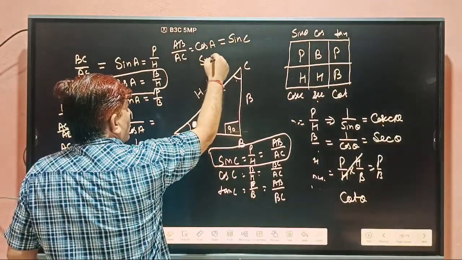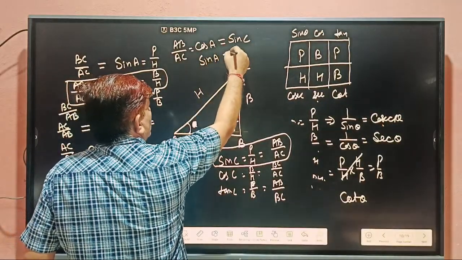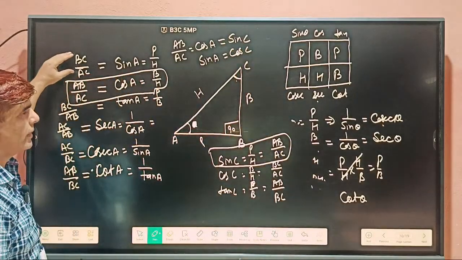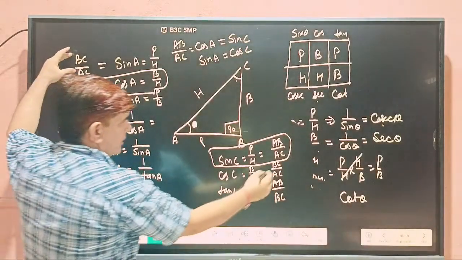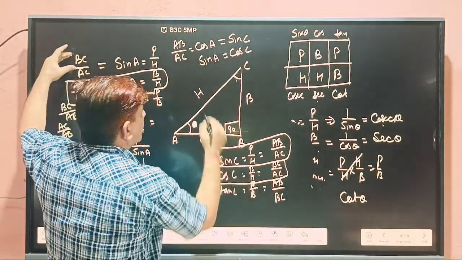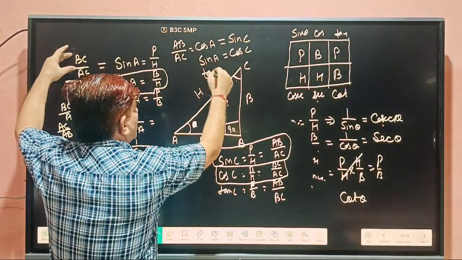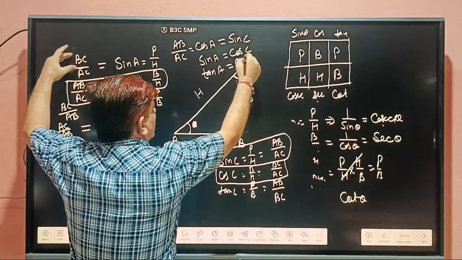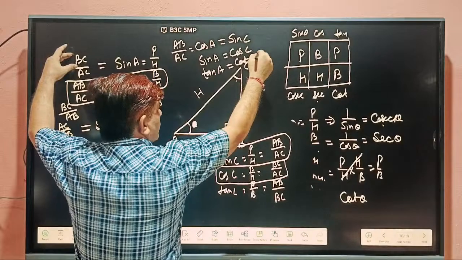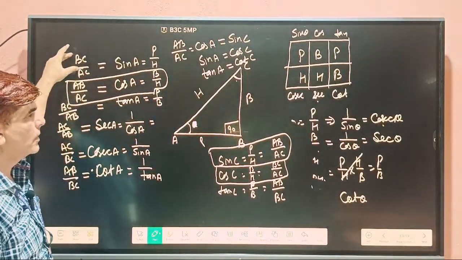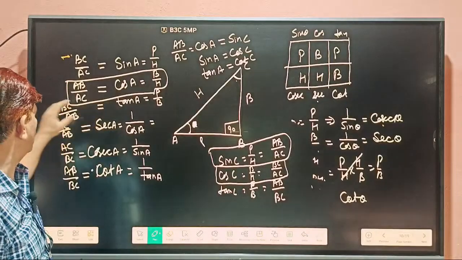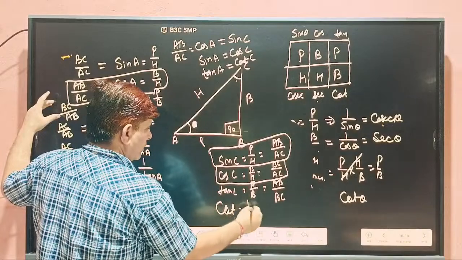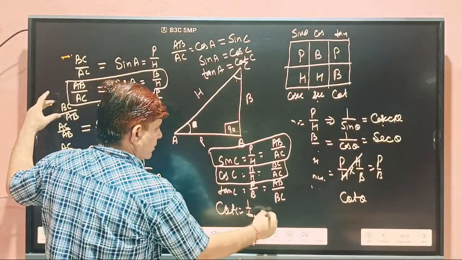Then sin of A equals cos of C. Directly I can say sin of A is what? BC by AC. And what is BC by AC here? And similarly, tangent of A is equal to what? Tangent of A is equal to cotangent of C. Tangent A is BC by AB. So tan C is this. Cotangent C is equal to 1 by tan C, which is equal to BC by AB.